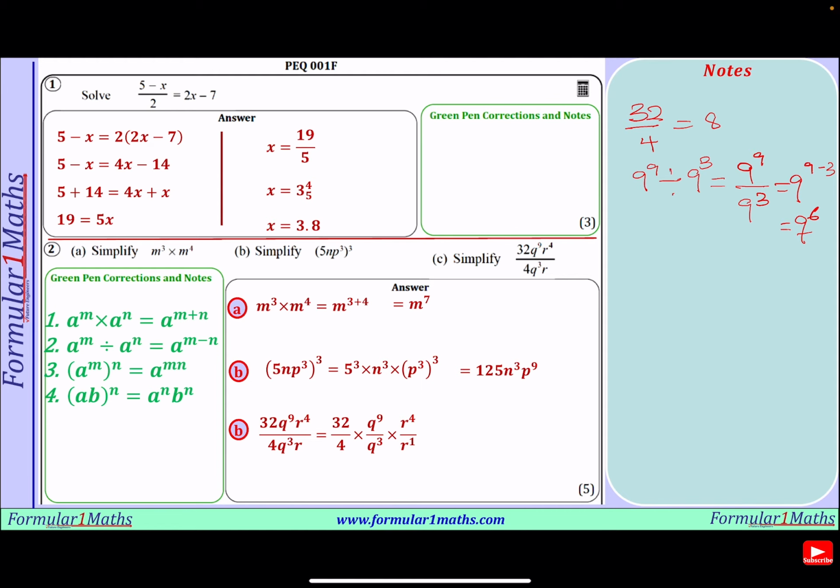For this one here, we use the same rule, rule number 2. r to the power 4 divided by r to the power 1 is the same as r to the power 4 minus 1, and that is r to the power 3. So our answer will be 8q to the power 6, r to the power 3.